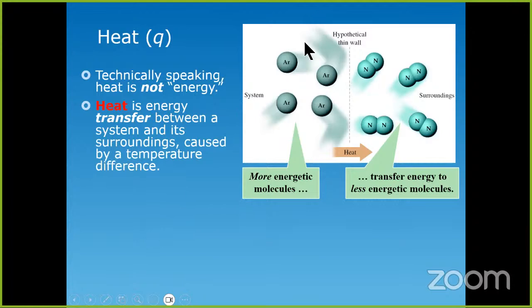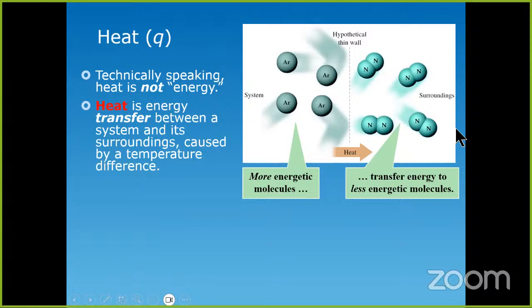So here is a hypothetical example demonstrating the whole concept of heat. Let's say you have argon here on this side of this hypothetical thin wall, and you have nitrogen here on the other side. The argon are more energetic compared to the nitrogen. So therefore, when they bounce off the wall here, the energy is transferred to the nitrogen, right?